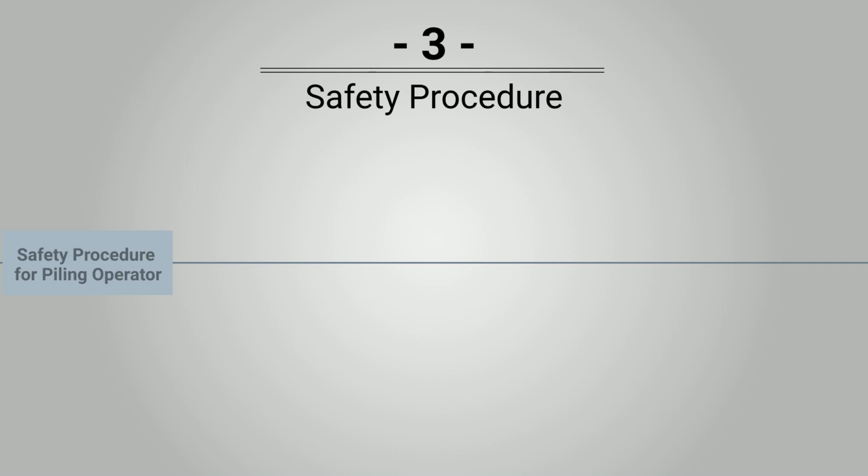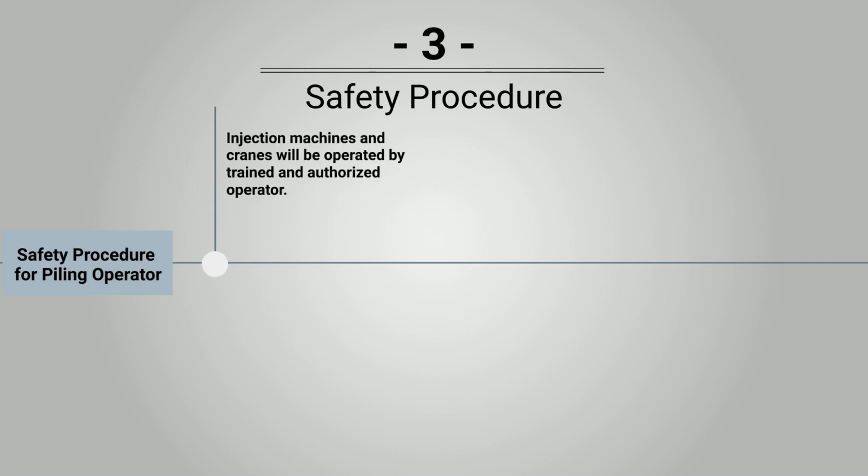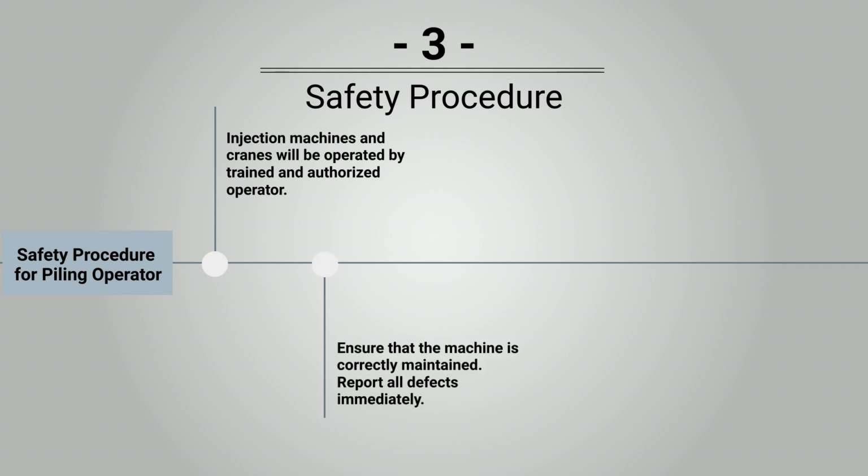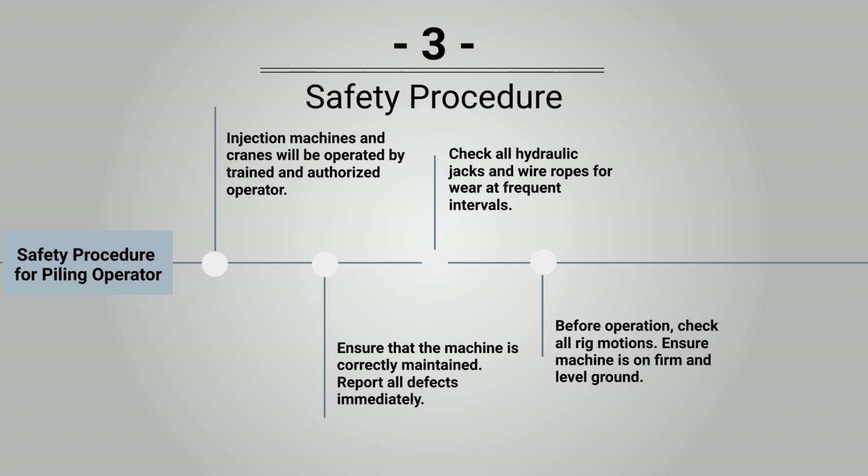Safety procedure for piling operator. Injection machines and cranes will be operated by trained and authorized operators. Ensure that the machine is correctly maintained. Report all defects immediately. Check all hydraulic jacks and wire ropes for wear at frequent intervals. Before operation, check all rig motions. Ensure machine is on firm and level ground.